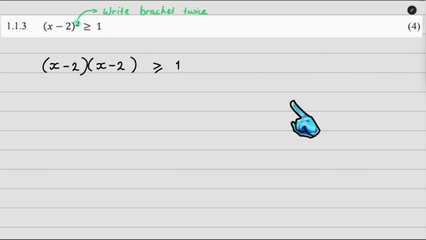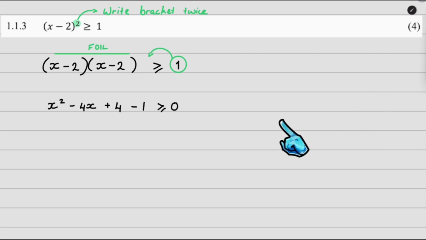And now I want to go for that standard form so I can factorize, get my critical values, and do that whole process. So I'm going to FOIL these brackets, and at the same time I'm going to bring this one over to that side. Once that's out the way, I've just got to sort out a couple of like terms here before my trinomial reveals itself. So plus 4 minus 1 is just plus 3, so let's simplify that a bit.